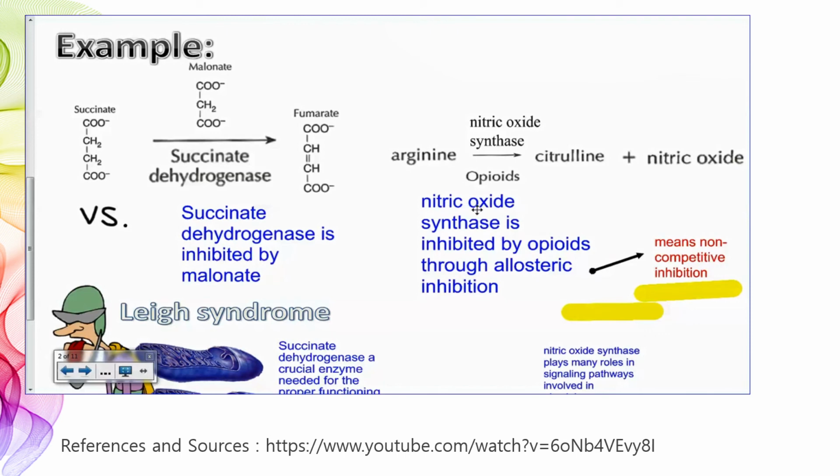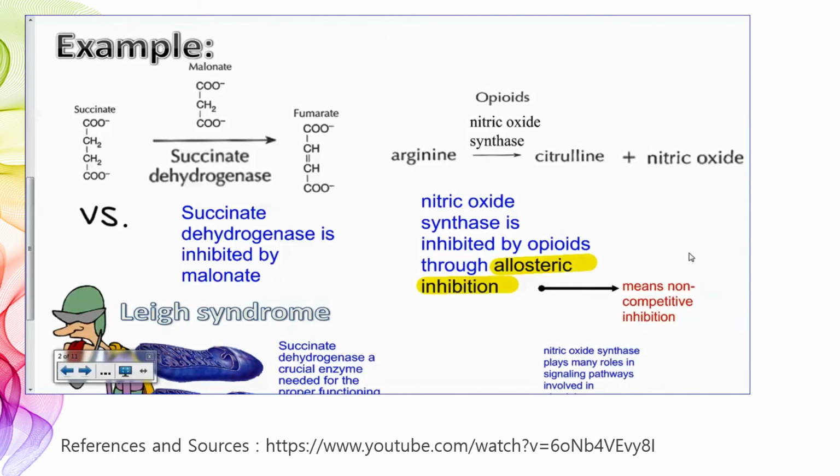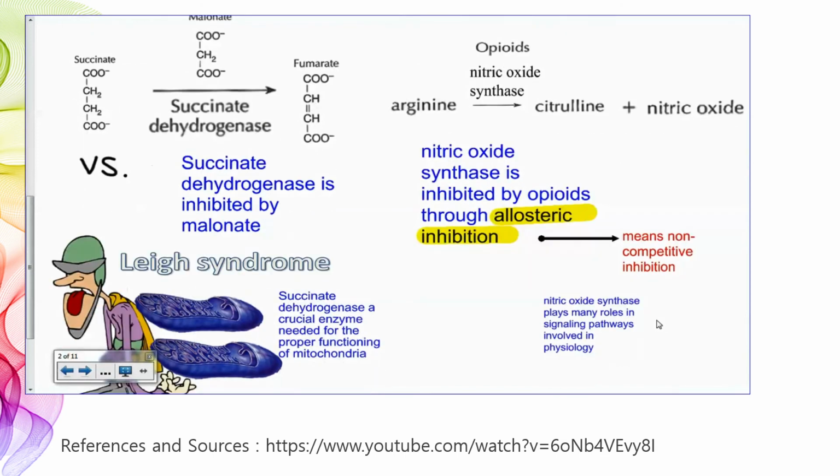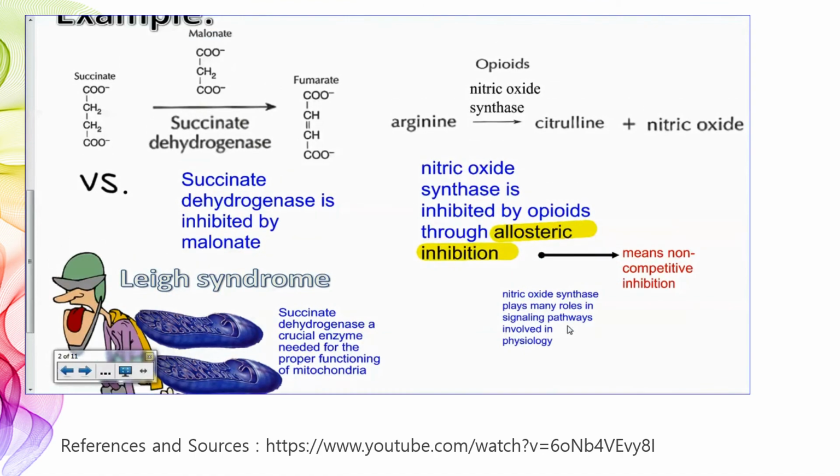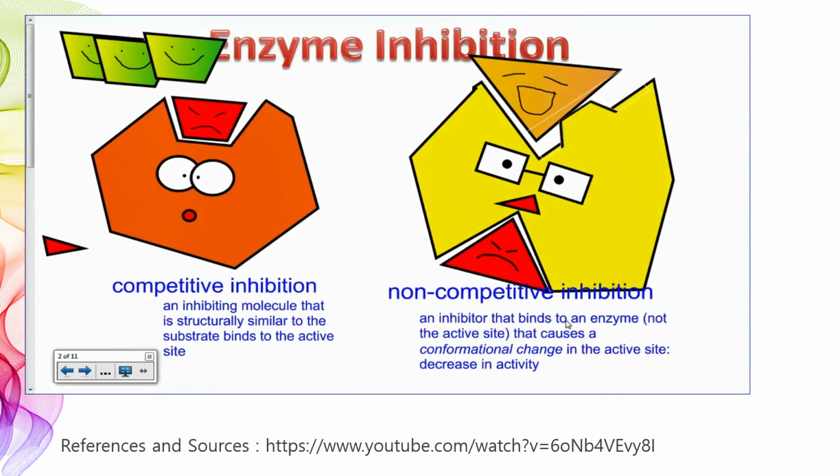So nitric oxide synthase, okay, remember every enzyme usually ends in -ase. Synthase is inhibited by opioids through something called allosteric inhibition. We're going to see this in more detail later, but for now, allosteric inhibition is synonymous with non-competitive inhibition. And if you must know, nitric oxide synthase is an enzyme that plays many roles in signaling pathways. So those are your examples of competitive and non-competitive inhibition.